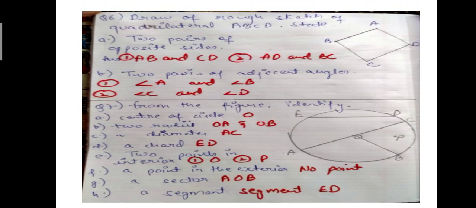Now we have to name a sector. Sector AOB. Clearly we can see that OA and OB are the radii of the circle and sector is what? Sector is the area which is bounded by two radii. जो दो radius से मिलकर जो एरिया हमें मिलता है उन दोनों के बीच में enclosed, उसी को हम sector बोलते हैं. तो here we can see that AOB is a sector.